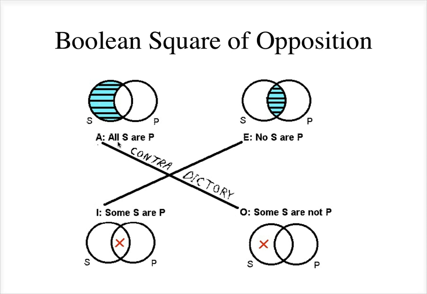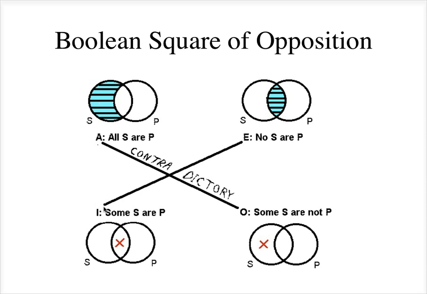Whenever an A statement is true, the corresponding O statement is false. So if it's true that all cats are fluffy, then it's false that some cats are not fluffy, because all cats are fluffy. Likewise, if an E statement is true, then the corresponding I statement is false.